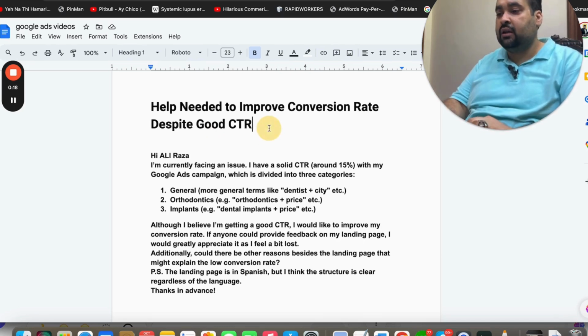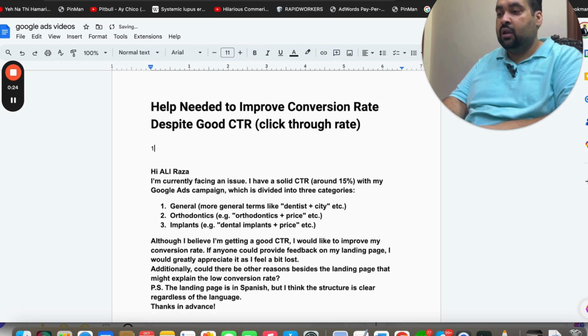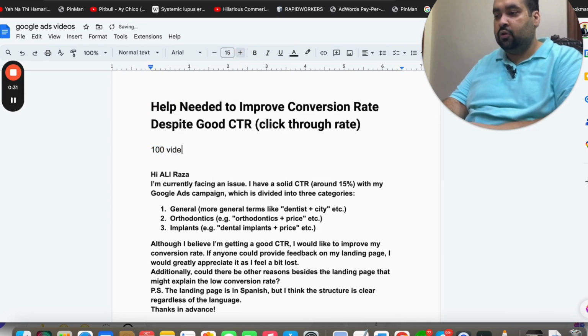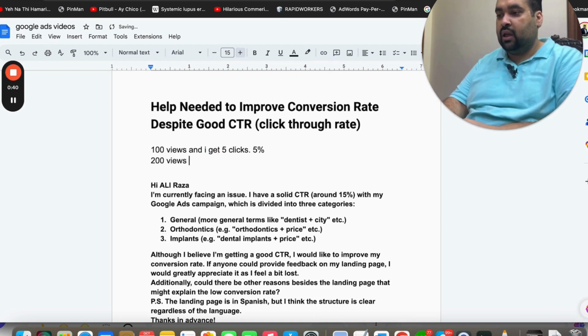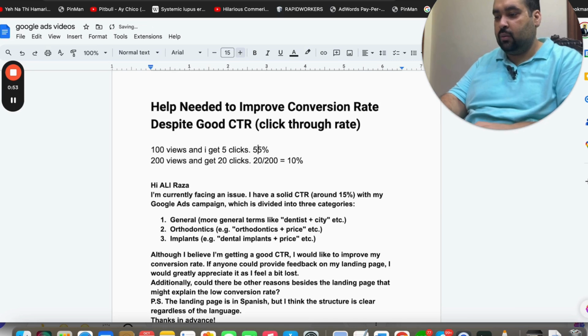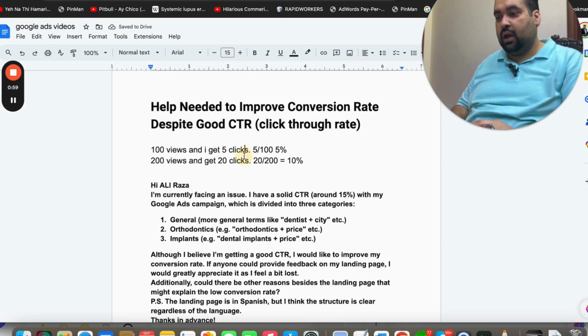For those who don't know CTR, it means click through rate, and it is determined like this: if I get 100 views and 5 clicks, it's a 5% CTR. If I get 200 views and 20 clicks, I divide clicks by views, which gives me 10% CTR. CTR means click through rate for those who don't know, and I hope the majority of people know it. So now let's move on to the question.